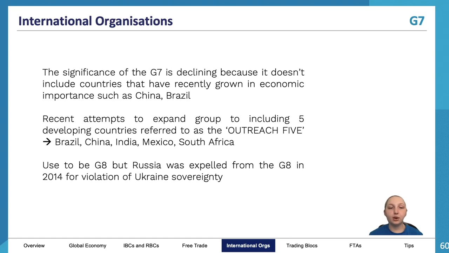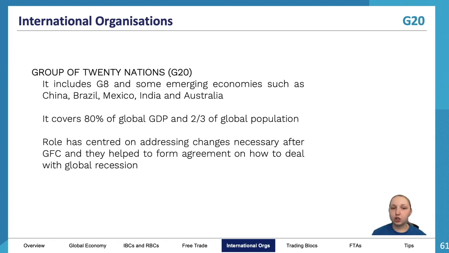So there also has been recent attempts to expand this group to including 5 developing countries that have become known as the Outreach 5. So that's Brazil, China, India, Mexico, South Africa. And again, this used to be the G8, but Russia was expelled because of their violation of Ukraine's sovereignty in 2014.